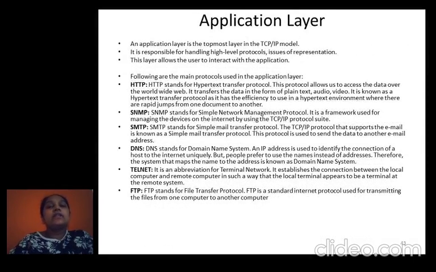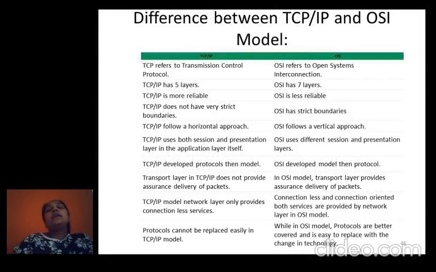And the last layer is the application layer. The application layer is the topmost layer in the TCP/IP model, and it is responsible for high-level communication of protocols and issues of representation. The protocols used in the application layer are HTTP, SMTP, SNMP, DNS, Telnet, and FTP. Okay, so now you understand what TCP/IP is.